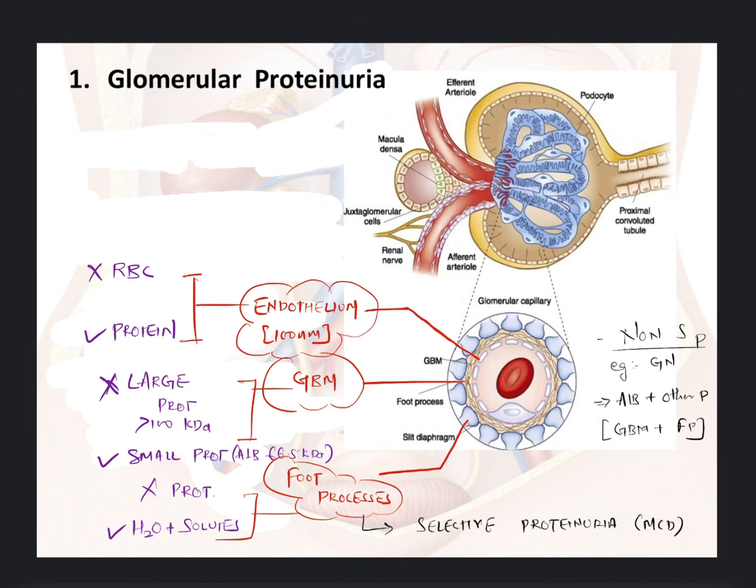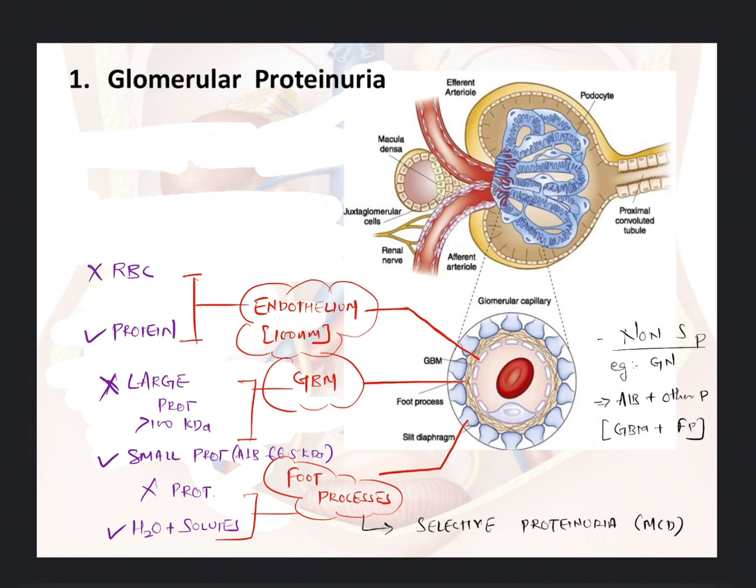The next layer is the glomerular basement membrane, which allows only the small proteins, including albumin, but not the large proteins, which are more than 100 kilodalton. Albumin, as you know, is 66.5 kilodalton. And the foot processes, which have the slit diaphragm, don't allow any protein, but allow water and solute, which is again reabsorbed by the further tubules.